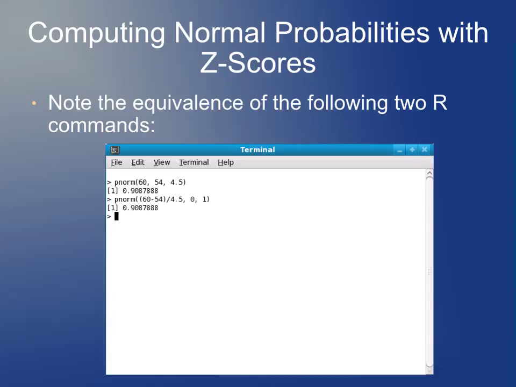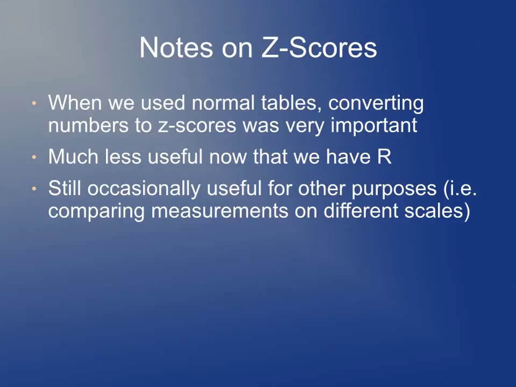And you're probably wondering, what's the point of this, Eric? Well, back before we had computers and R, the only way that you could calculate probabilities using the normal distribution was to use tables. And so you couldn't create a table for every possible value of the mean and variance.